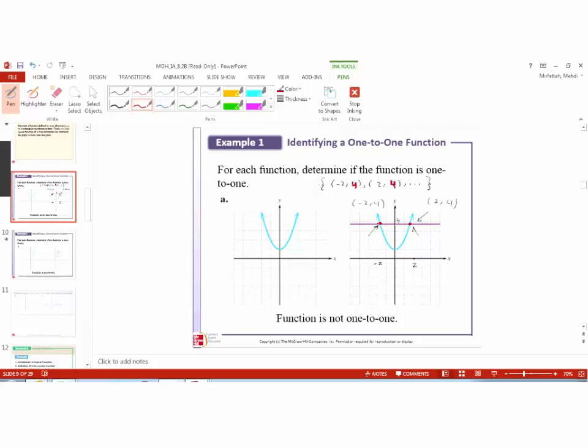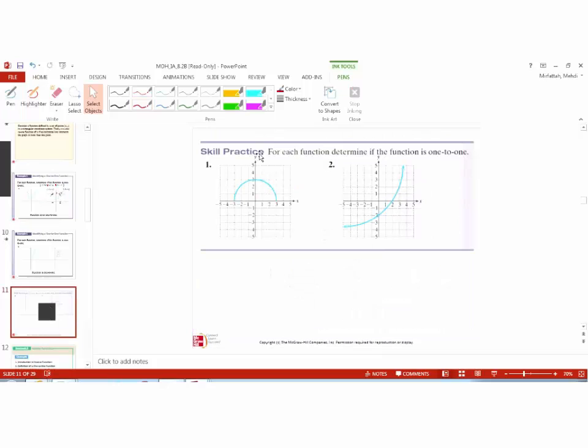So you can draw a horizontal line. If that horizontal line intercepts your graph at more than one point, then you can say that's not a one-to-one function. If it doesn't, like in this case, this is a one-to-one function, right? Because if I draw the horizontal line here, it's going to intercept my graph at one point and one point only throughout the graph. However, this one is not a one-to-one function because if I draw a horizontal line, it's going to intercept my graph at more than one point.